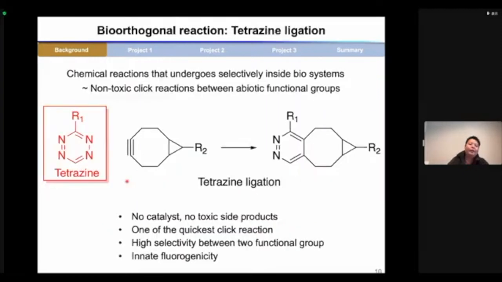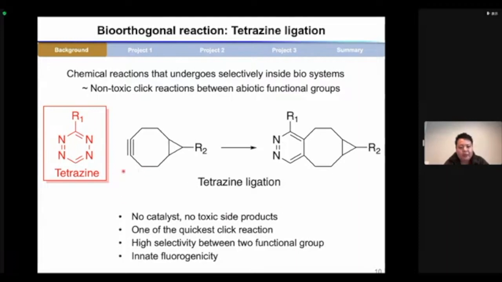What is a bioorthogonal reaction? In a very simple way of saying, it is like a click reaction between two abiotic functional groups. Because these two functional groups are abiotic and don't exist in the biological system, they can very safely react in any biological system. Among the bioorthogonal reactions, I have focused on the tetrazine ligation, shown here. The tetrazine ligation is a click reaction between the tetrazine, the nitrogen-embedded benzyl unit, and the strained alkyne group. This reaction is very cool because it doesn't require a catalyst, and the only byproduct is nitrogen, so it's not toxic at all.